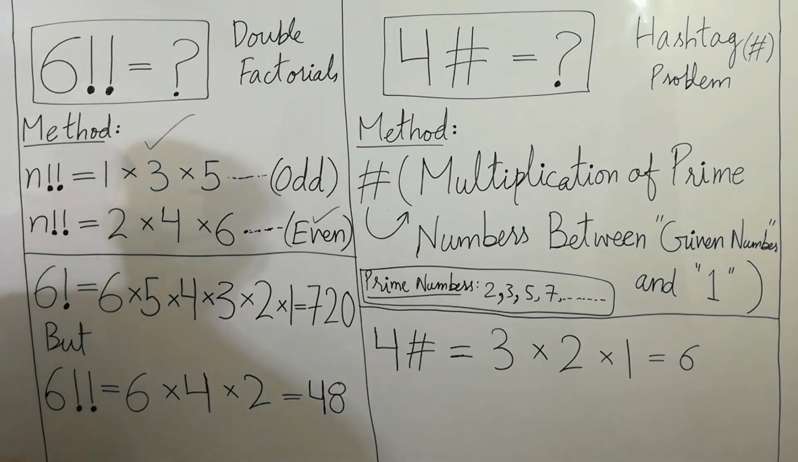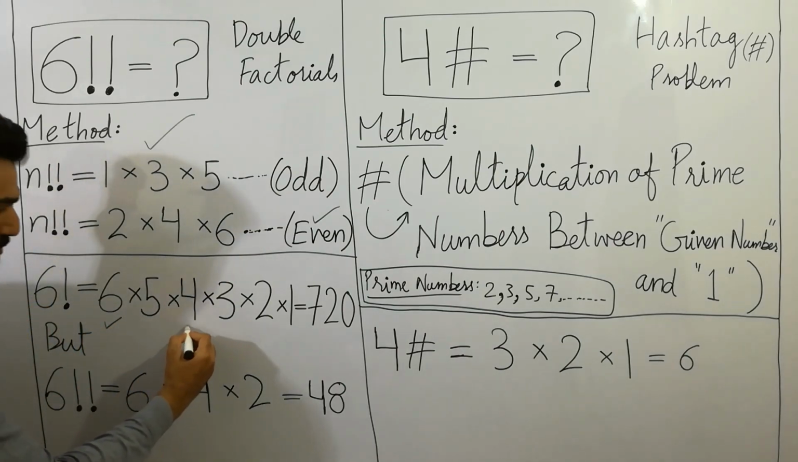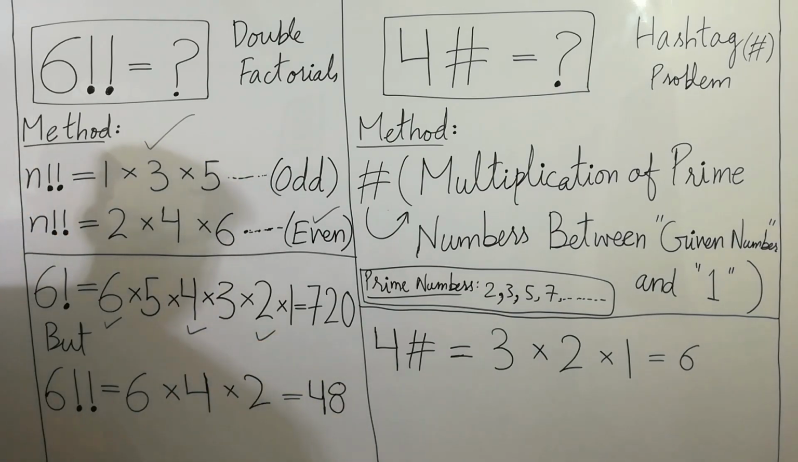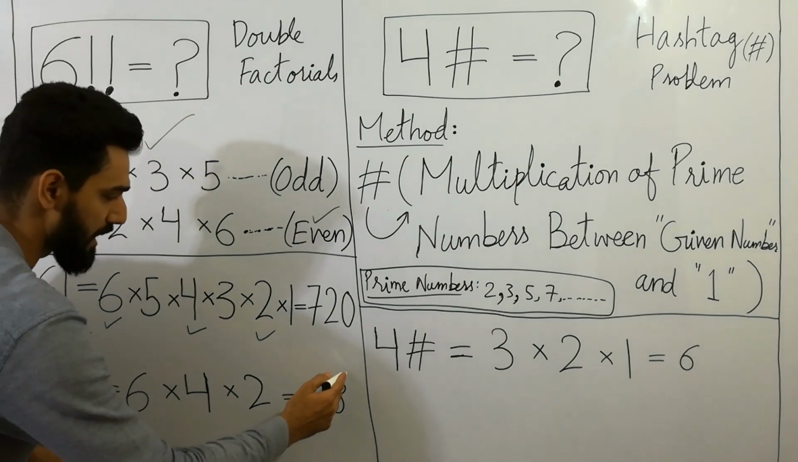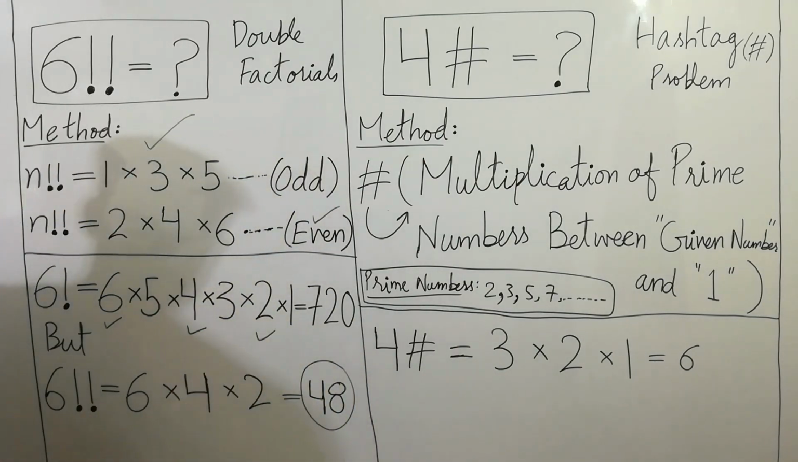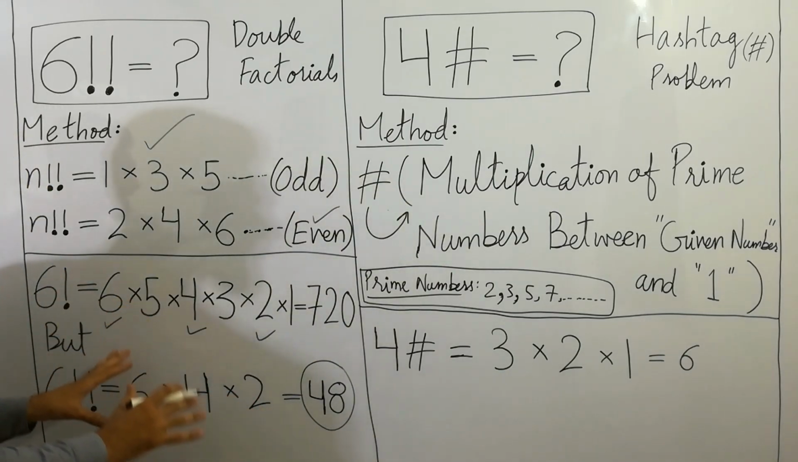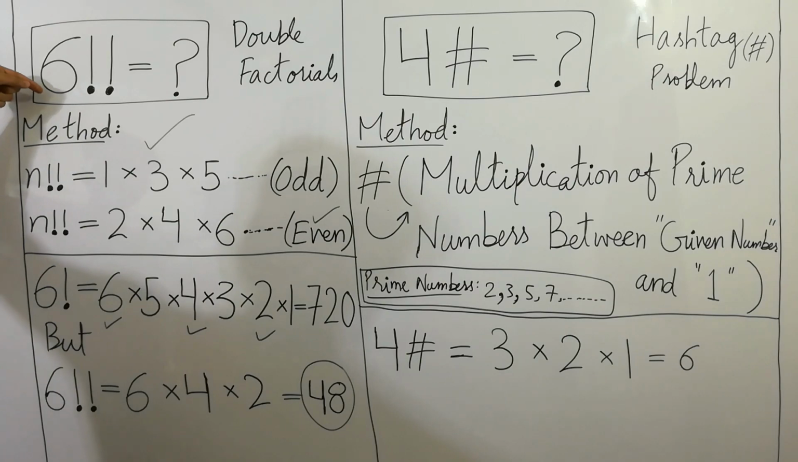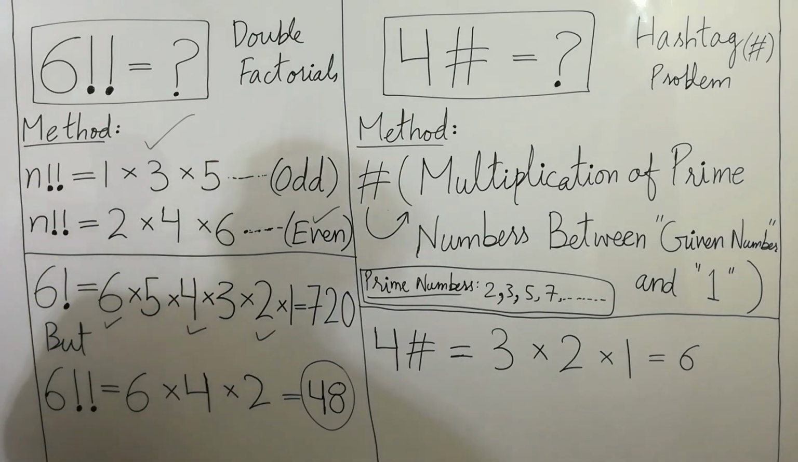So here I will count out the values. Just select the even numbers: 6 4 2. Just multiply them together and we get the double factorial. So here 6 double factorial is equal to 48. I hope that you have cleared the concept. For an even number, we select only even numbers, and for odd numbers we select only the odd numbers.